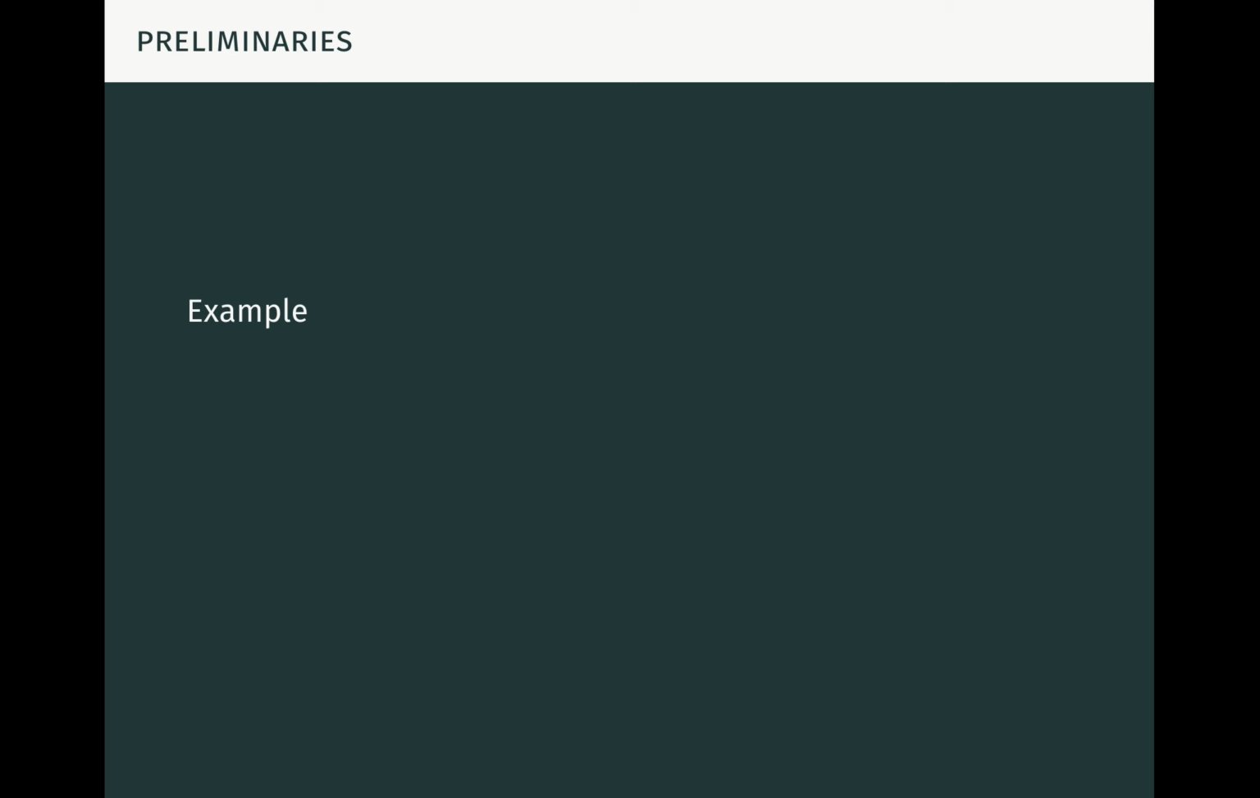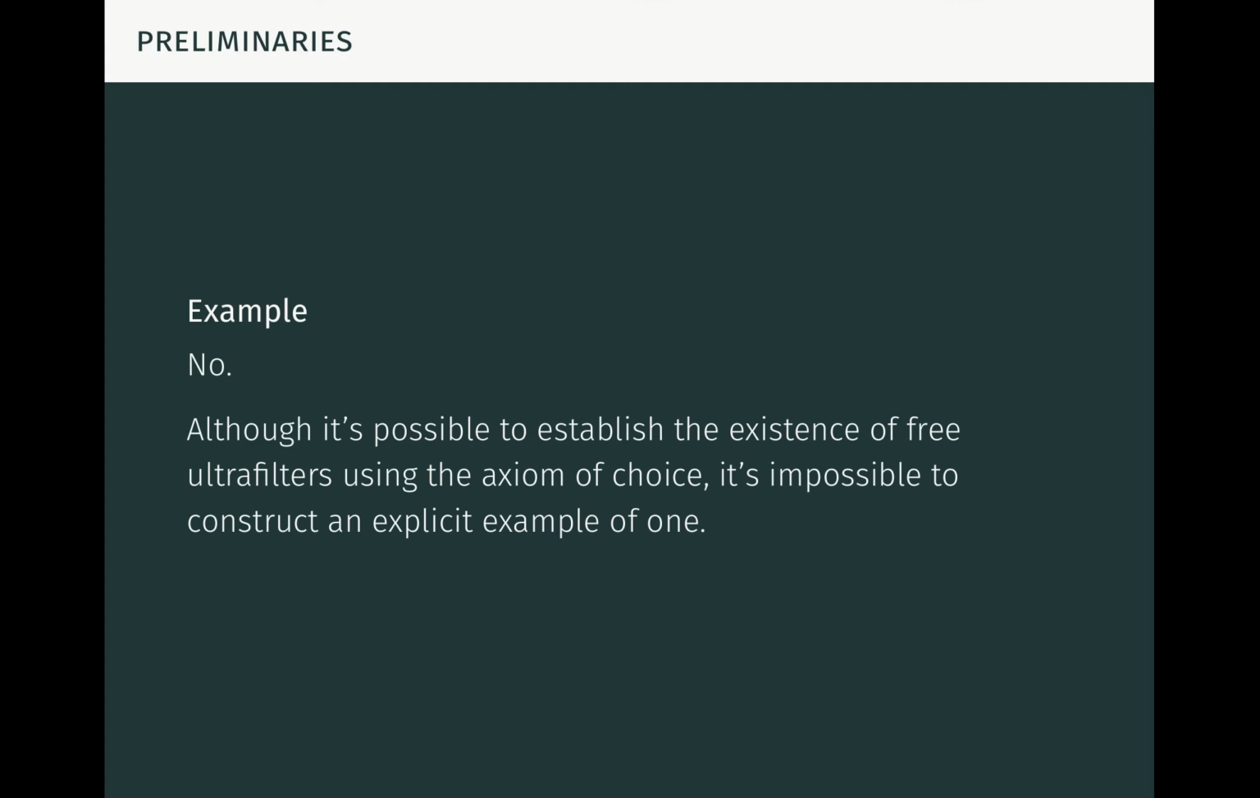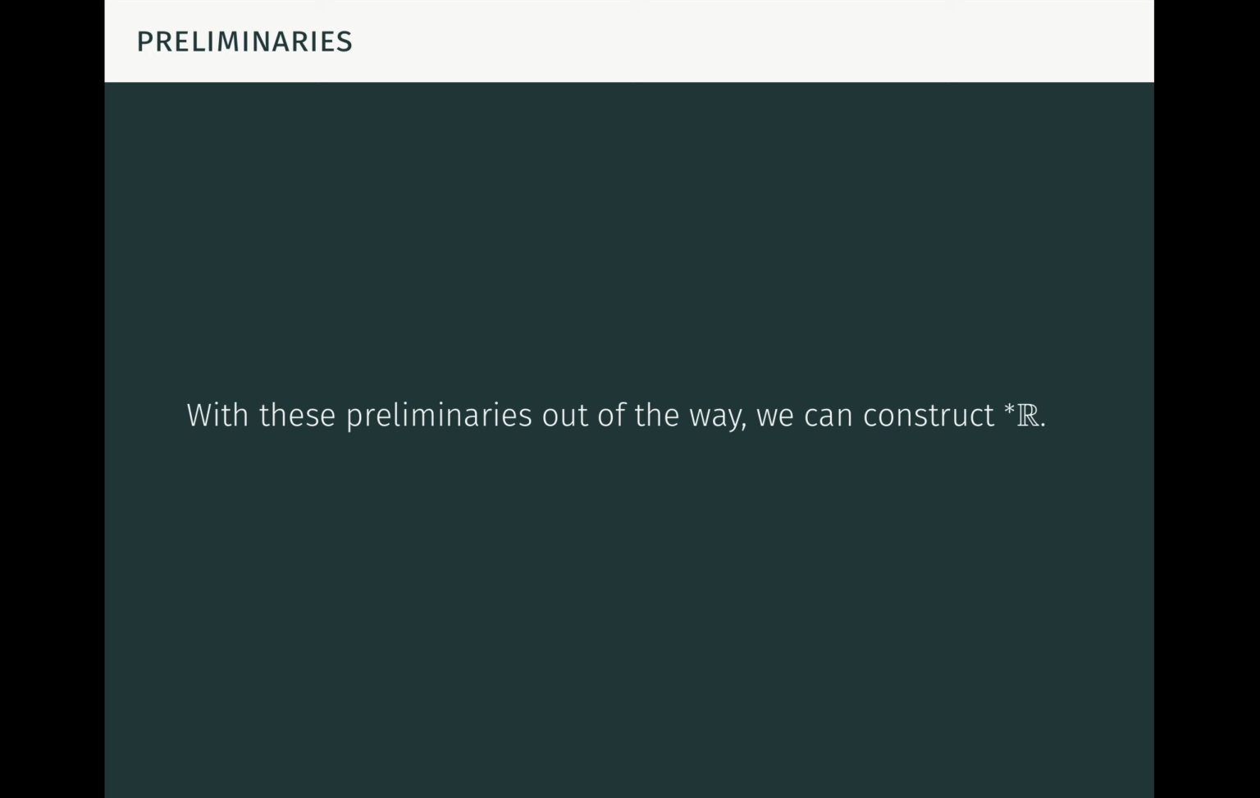Now you might wonder whether I can give you a concrete example of a free ultrafilter. And unfortunately, the answer is no. Although it's possible to establish the existence of free ultrafilters using the axiom of choice, as we'll see in a moment, it's actually impossible to construct an explicit example of one. With these preliminaries out of the way, we can now construct the hyperreals (R).